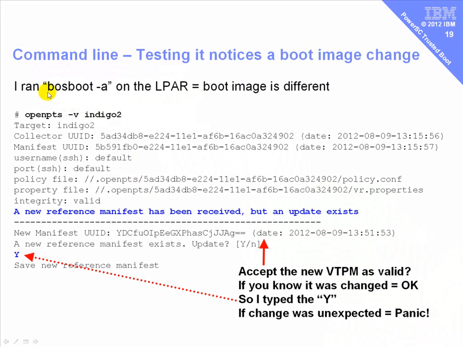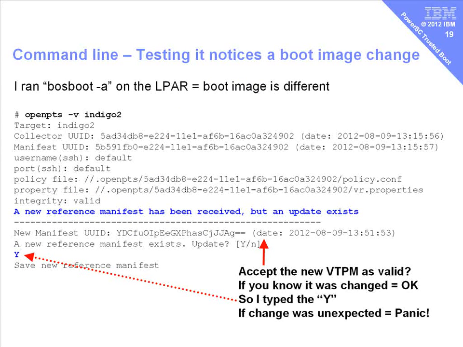I then went and did a bosboot on this logical partition, Indigo 2. Changed the boot image, so we expect it to be able to detect this. And yes, it does. When it comes back, it says, okay, we got a valid thing back, but it doesn't match what we have in our encrypted database. And do you accept that this change is good? So yes, you'd say it's okay, it's expected, and the new encrypted key is good.